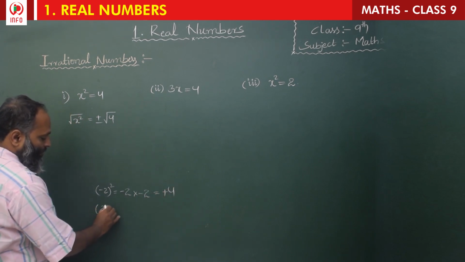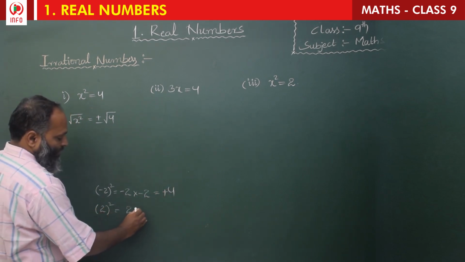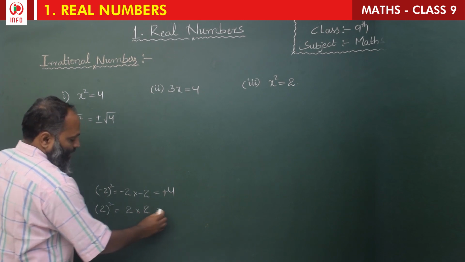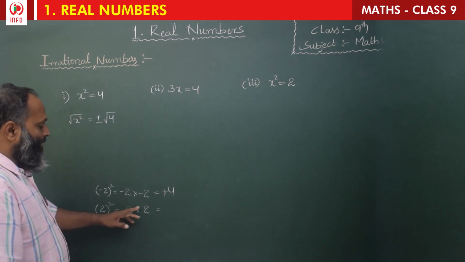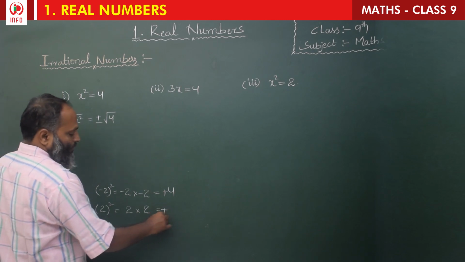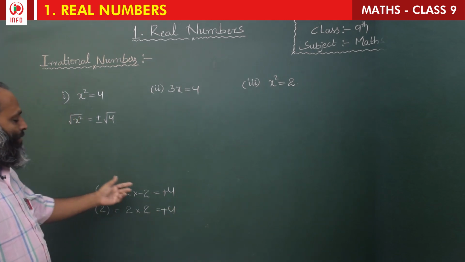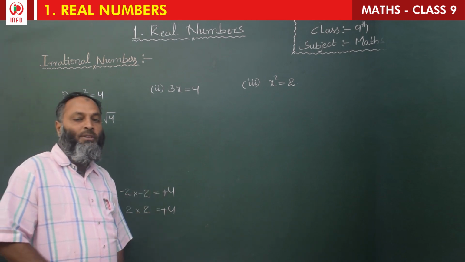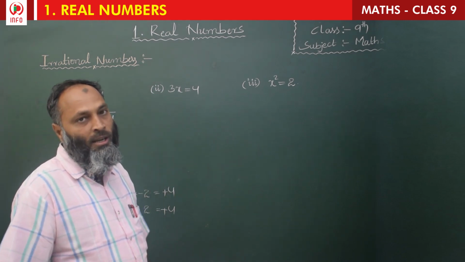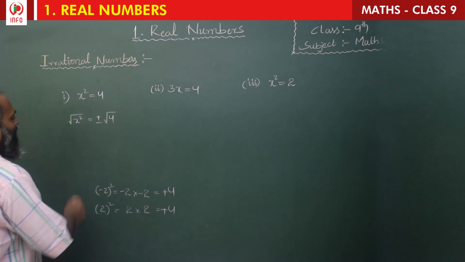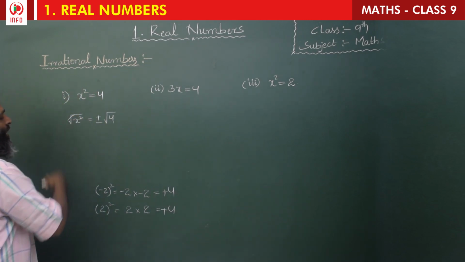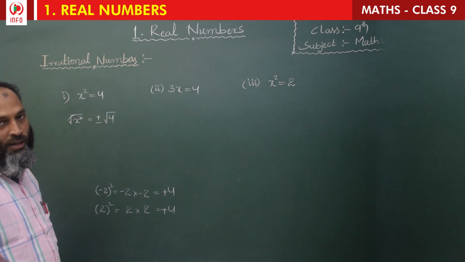Then plus 2 whole square, that is plus 2 into plus 2. Here there is no sign, which means the plus sign is there, plus into plus, and 2 twos are 4. It means in both minus 2 and plus 2 cases the square will be plus 4 only. So that is why we should take plus or minus.